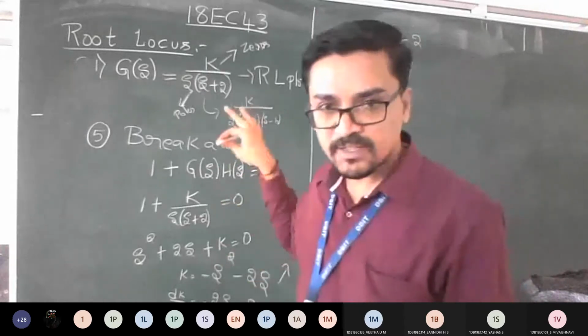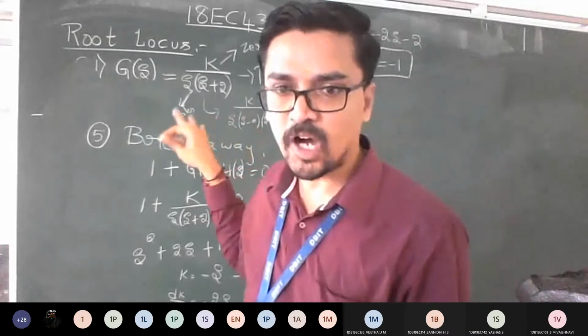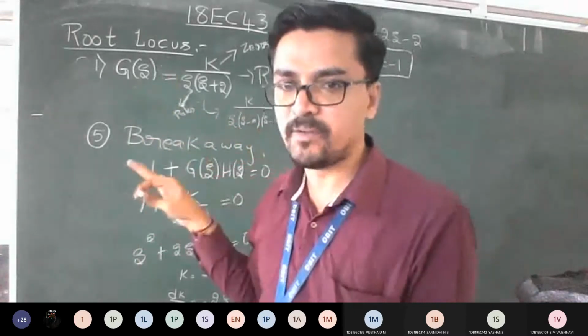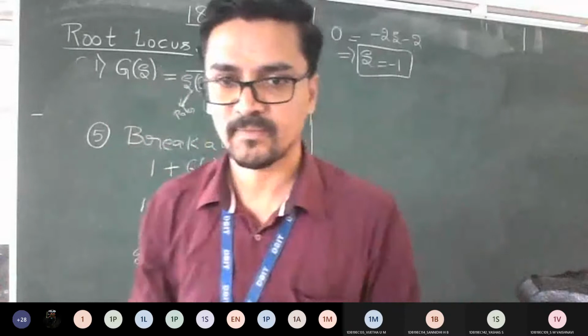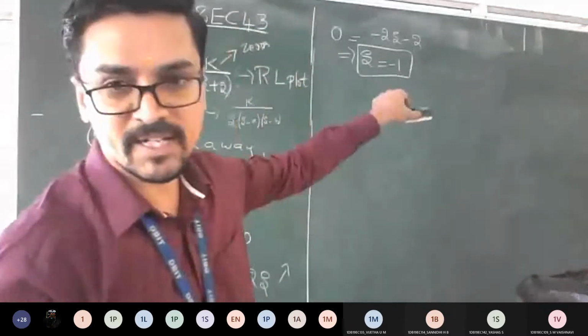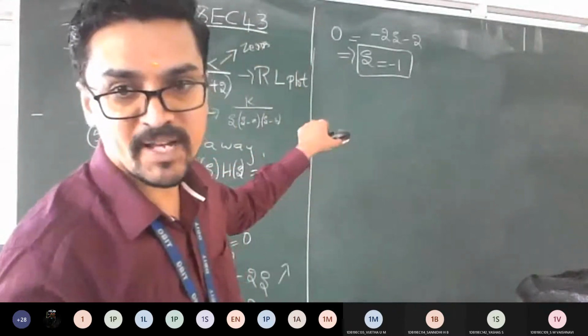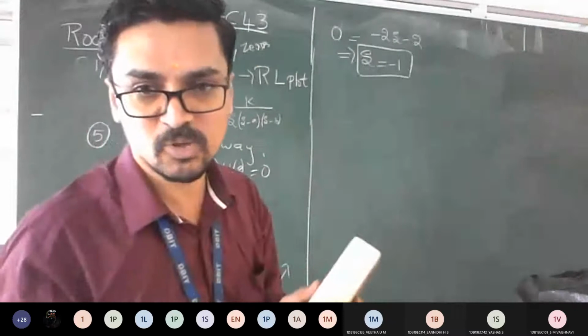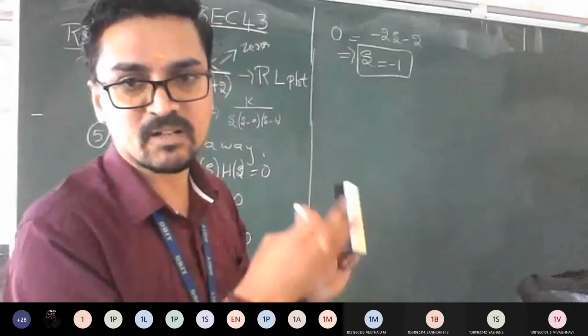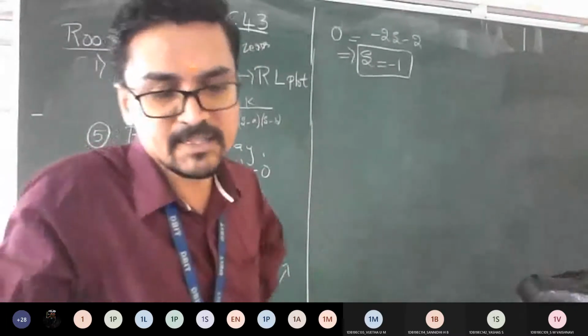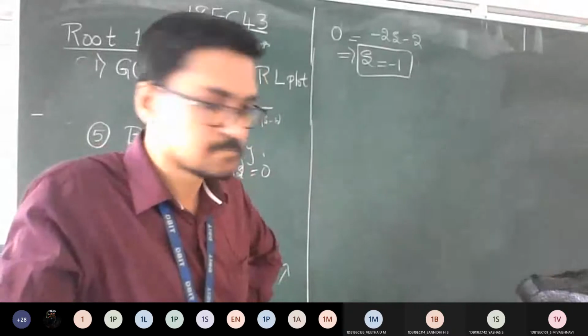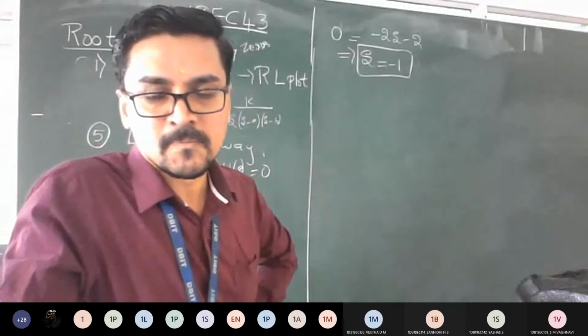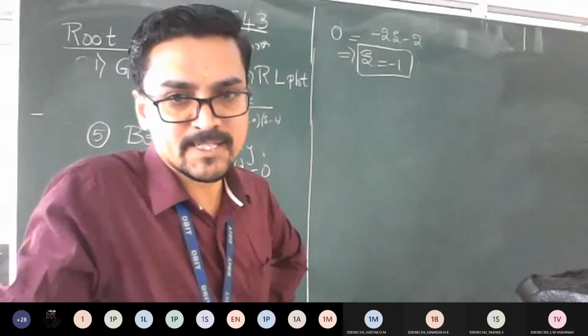So the meaning is what? For this particular problem, we got both the centroid and the breakaway point at the same point. Centroid was also at minus 1, breakaway point also at minus 1. Means there is no difference in the root locus. Both are existing on the same point. Am I clear till here to everyone? Is it okay, guys?